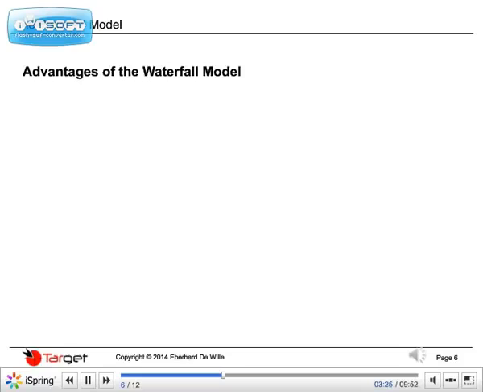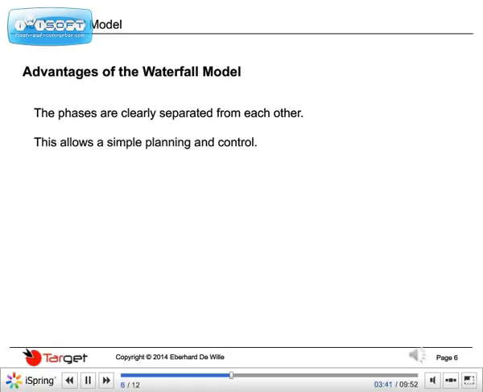Now let us look at the advantages and disadvantages of the waterfall model. The advantage of the model is that the phases are clearly separated from each other, and it is clear what is expected in each phase of the product life cycle. This allows a simple planning and control of any development project following this process. If the requirements are fixed and stable, this model allows an exact estimation of the required efforts and costs to run the project.